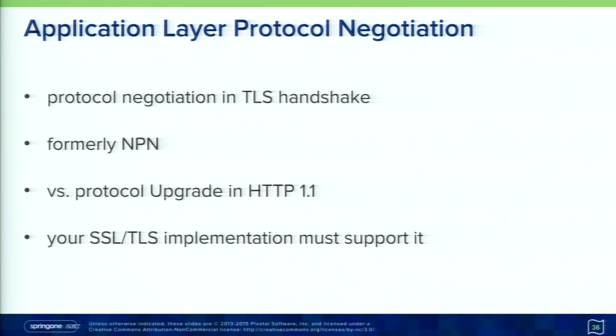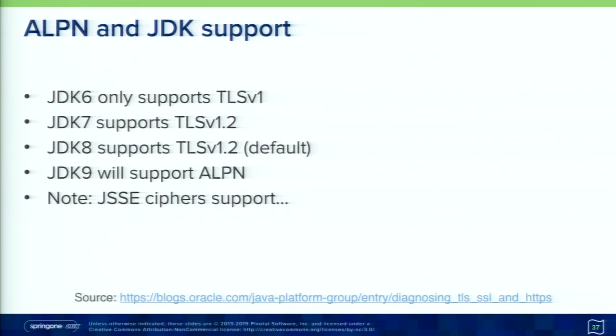So that's how you negotiate the protocol. Whereas when you're trying to do this with H2C, the clear text version, that would be the equivalent with the upgrade mechanism, basically. The thing is, if you want to use ALPN, it's so deep into the TLS handshake, your TLS implementation must support it. And that's where we can see that that's more complex than we can think.